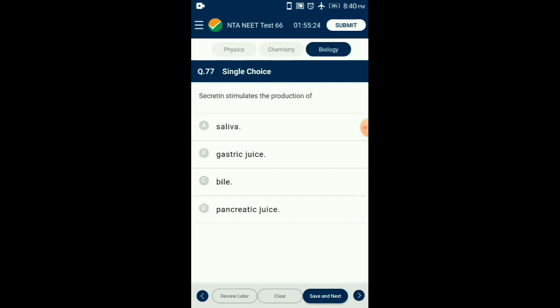Question number 77. Secretin stimulates the production of pancreatic juice. Secretion is regulated by the hormone secretin, which is produced by the walls of the duodenum upon detection of acidic food, proteins and fats. So the answer is option D, pancreatic juice.